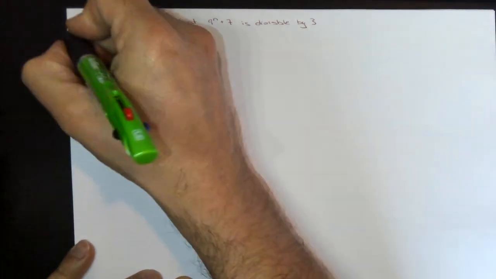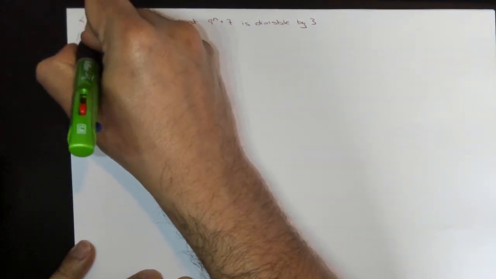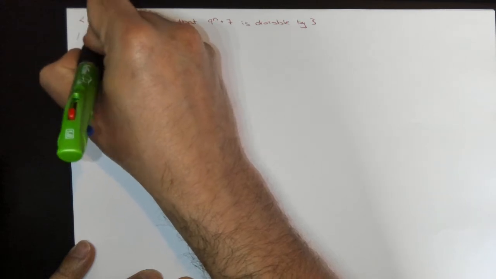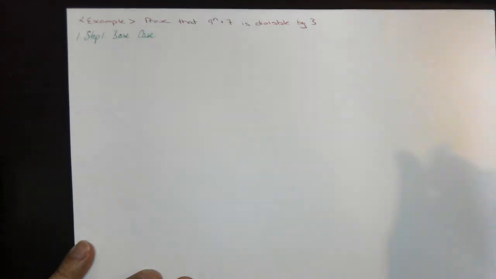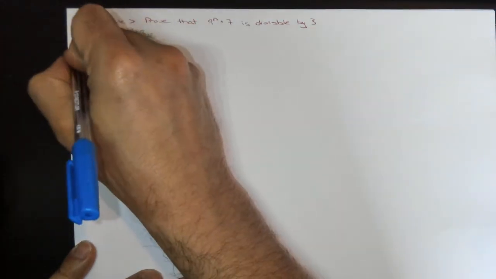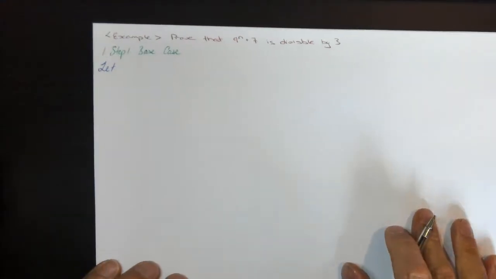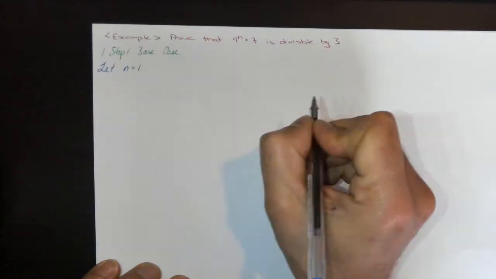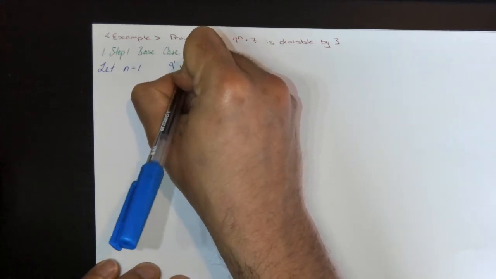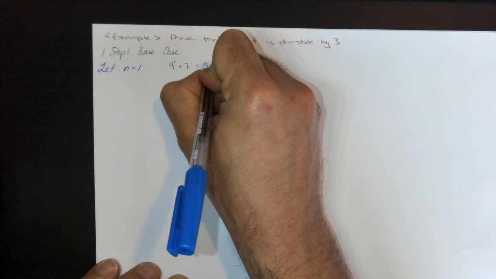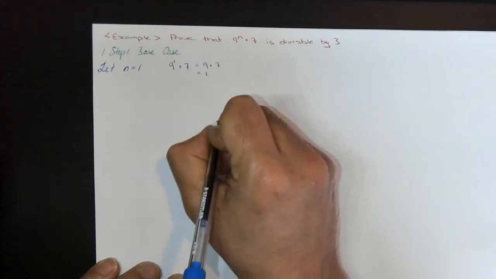Okay, so the first example, we want to prove that 9^n plus 7 is divisible by 3. So our first step is to prove the base case. Alright, so we're going to let n equals 1. Okay, so that means that we get 9 to the power of 1 plus 7. Well, that's 9 plus 7.